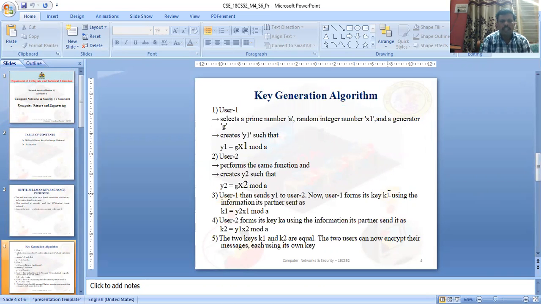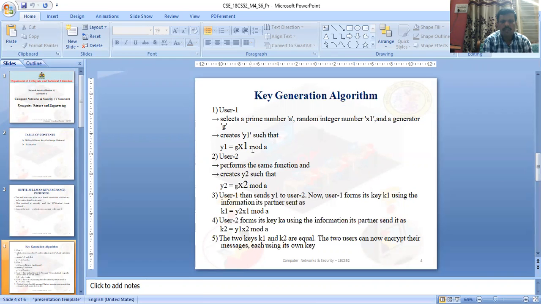First, the key generation algorithm. User one selects a prime number a, a random integer x1, and a generator g, and creates y1, such that y1 is g to the power of x1 mod a. User one does this computation. Here a is the prime number, and the computation is g to the power of x1 mod a.